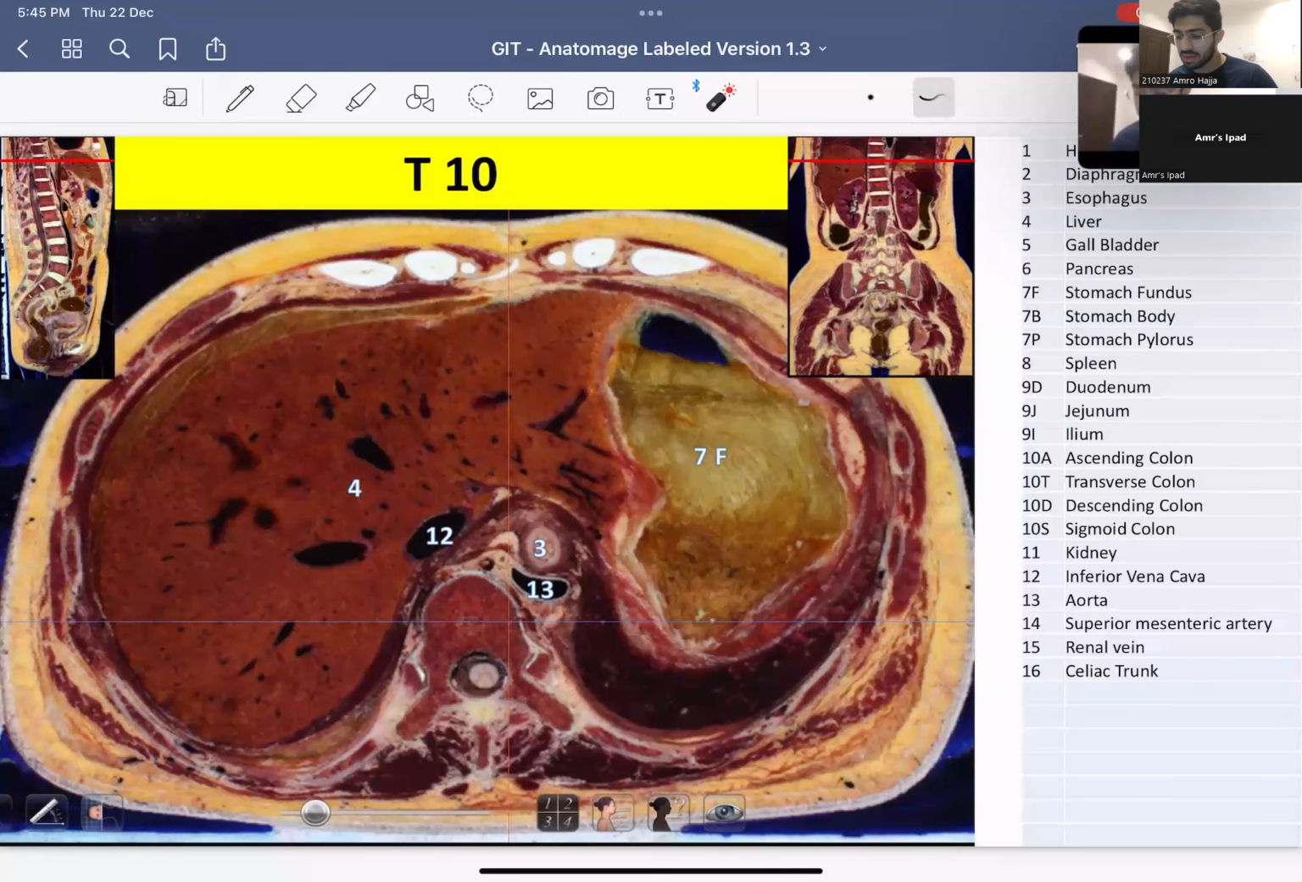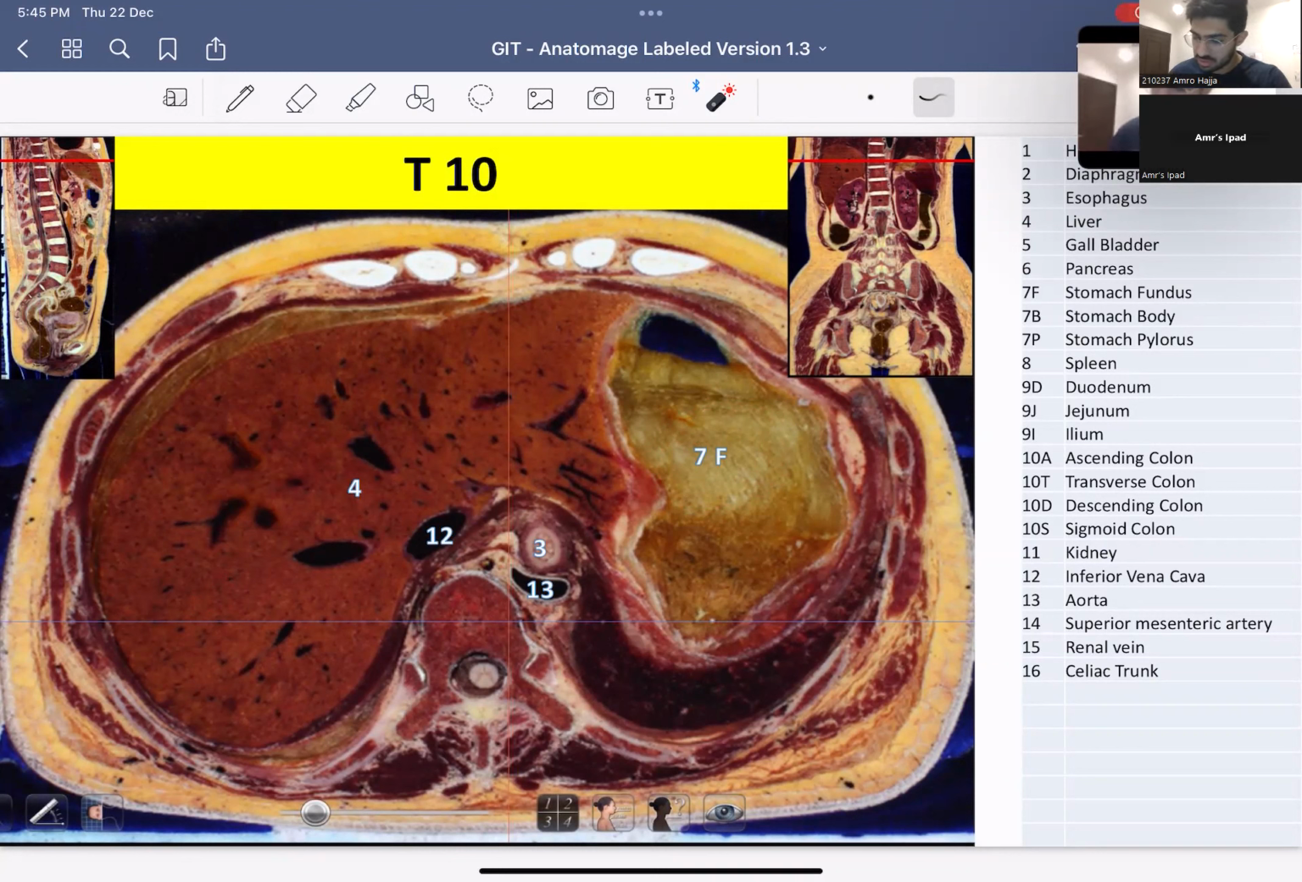Now T10, we have an important thing, which is going to be the stomach that's going to arise, right? So how can we know that this is T10? By looking at here, we have obviously the liver, we have the lung, and the stomach. Okay, so liver, lung, and stomach, T10 directly.